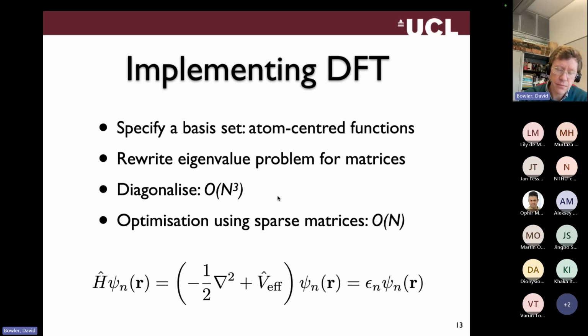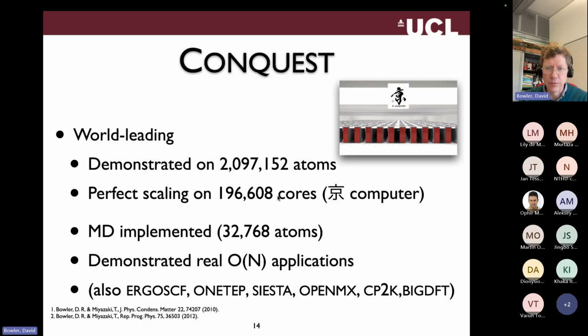However, Conquest also has an approach which is known as linear scaling, and this is where we use the fact that the matrices we've derived are sparse, and we do an optimization approach, and that means that we scale linearly with the system size. So if we double the system size, we double the computational time. If we have a computer 1,000 times more powerful, we can do 1,000 times more atoms, where with traditional diagonalization, you can only do 10 times more atoms. Again, if people are interested, I can give a little more detail.